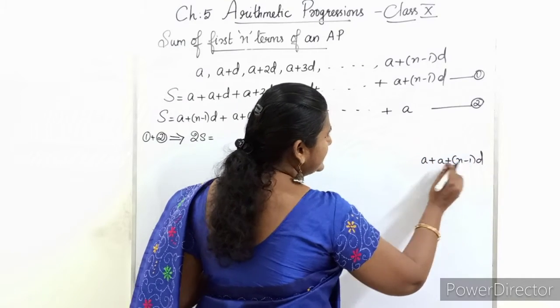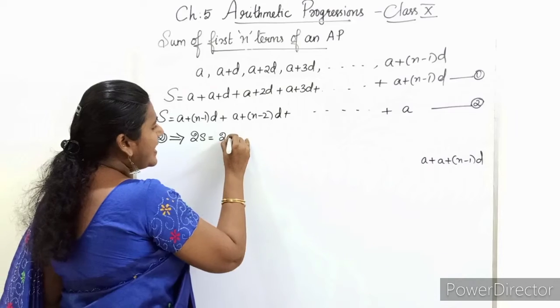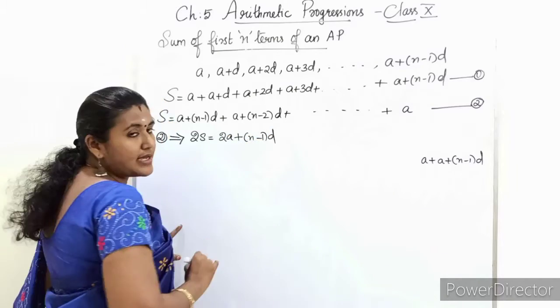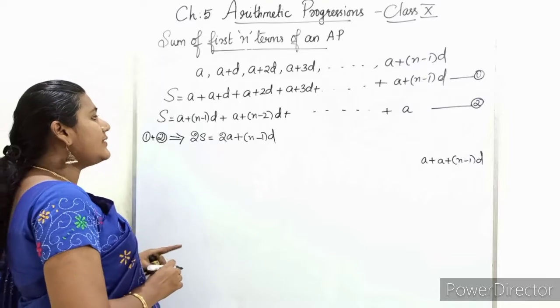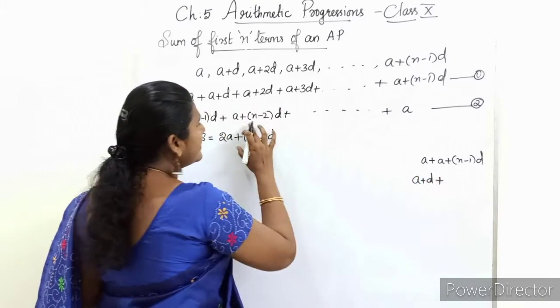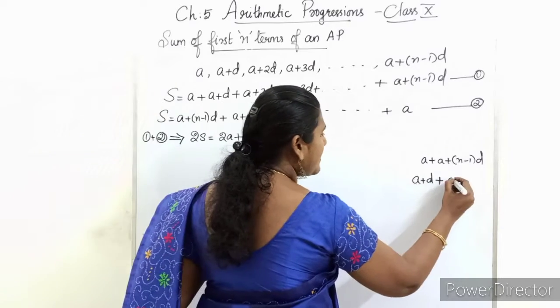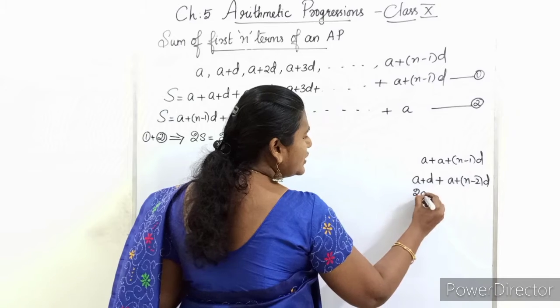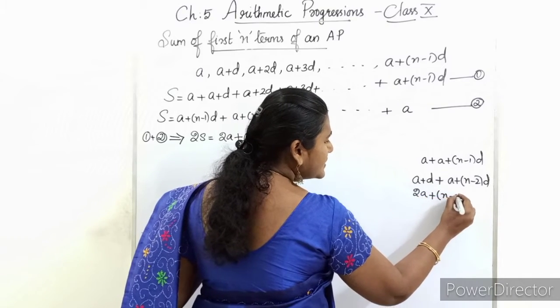So what is its answer? 2a plus n minus 1 into d. Similarly, the second term we will add, that is a plus d plus, here the second term is a plus n minus 1 into d. So when you add, you will get 2a plus n minus 1 into d.